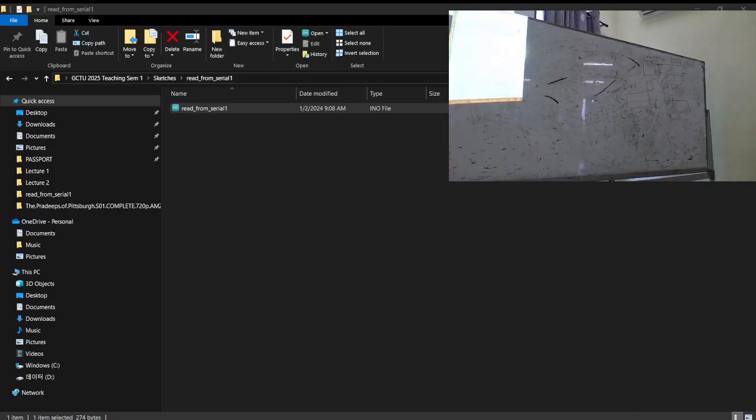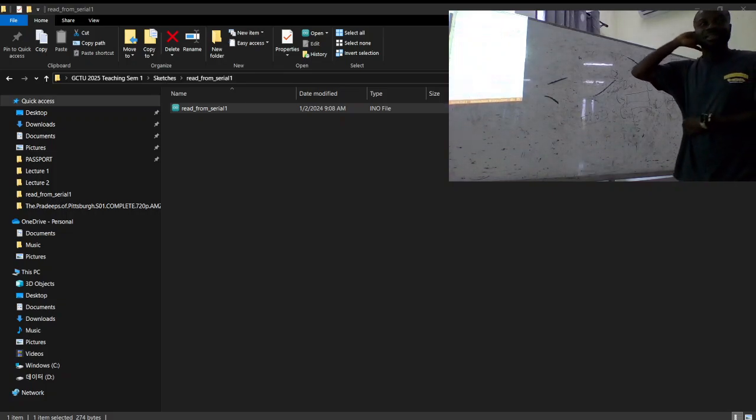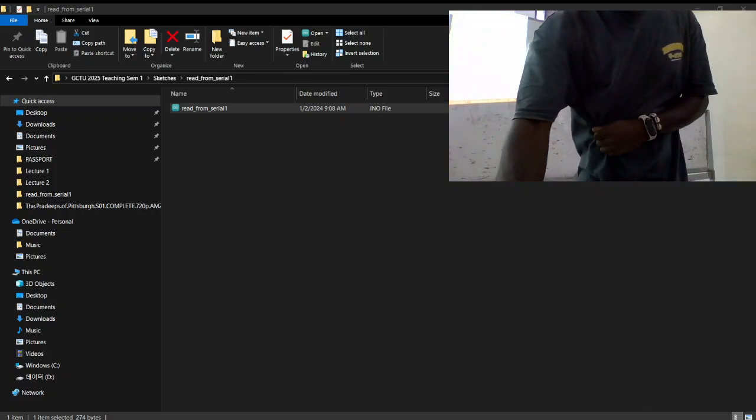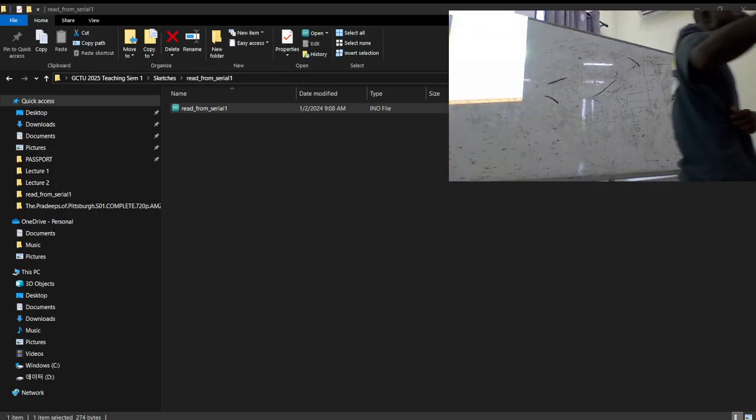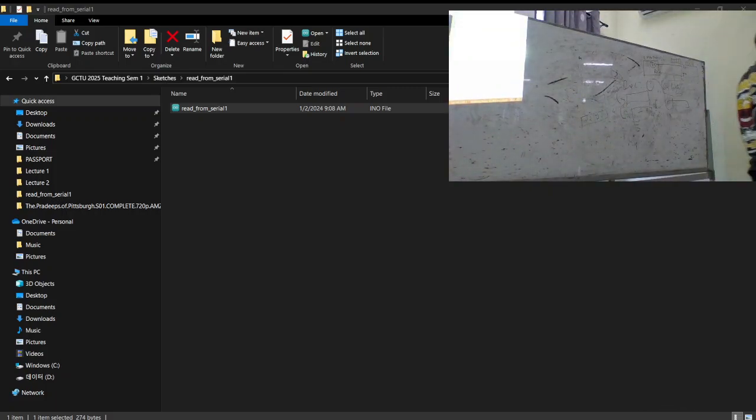What value do you think it will print on the console? So you see, it prints received. What is the number? 49. Then it prints received 10. Do you know what that means? I just entered one and then it printed the number 49. What does the number 49 mean?